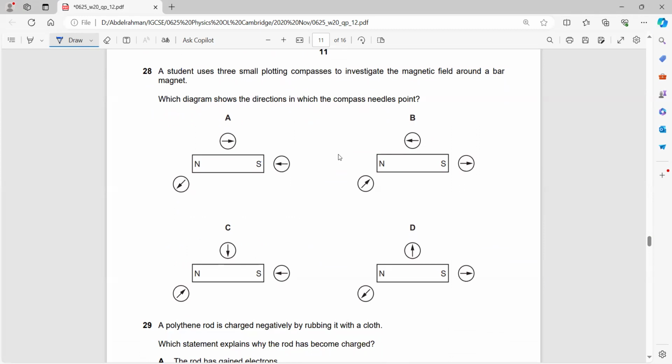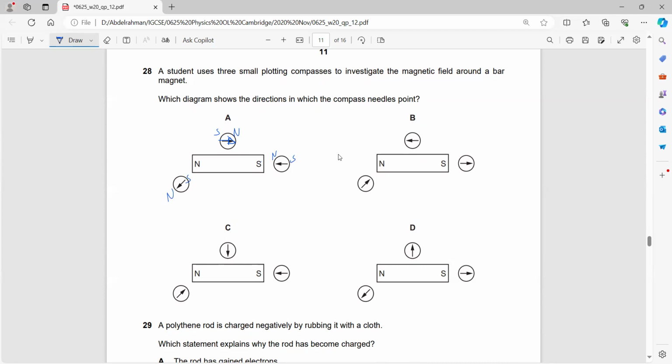A compass is a small magnet. The compass head is always a north pole and the tail is a south pole. This is a north pole and this is a south pole.